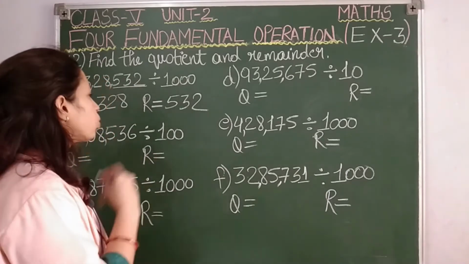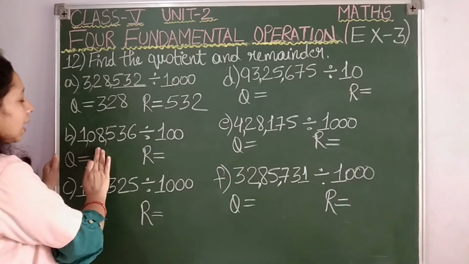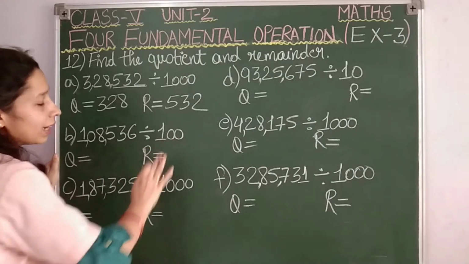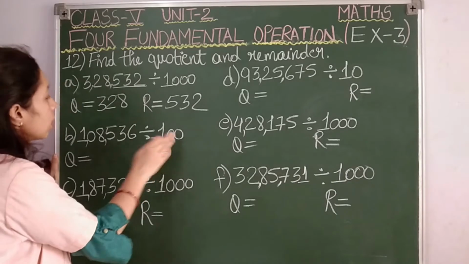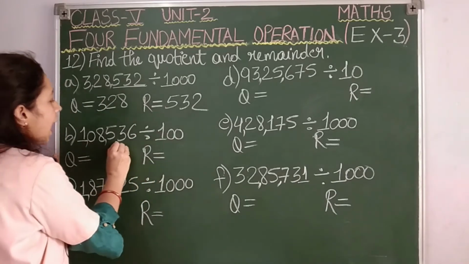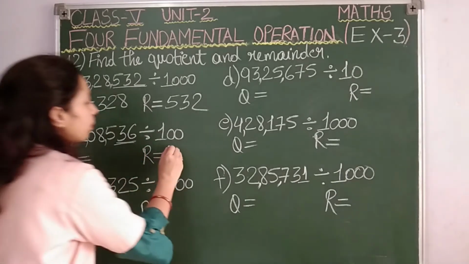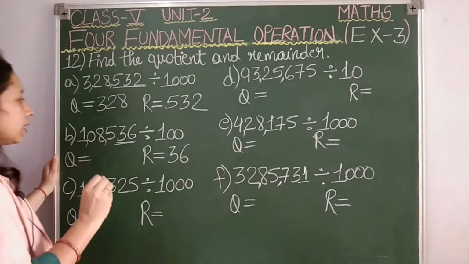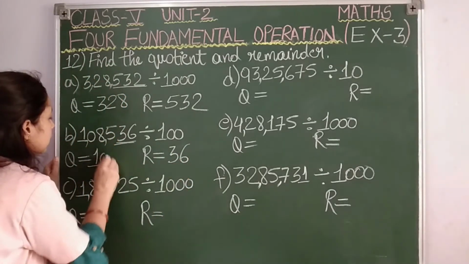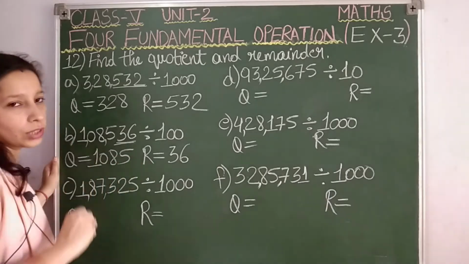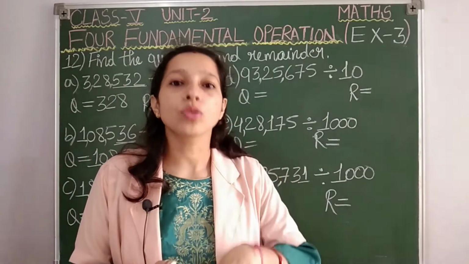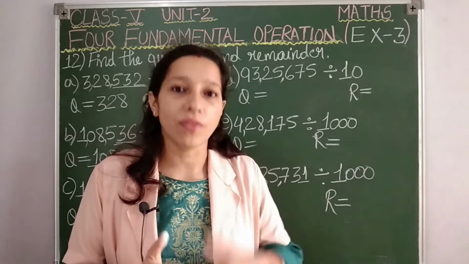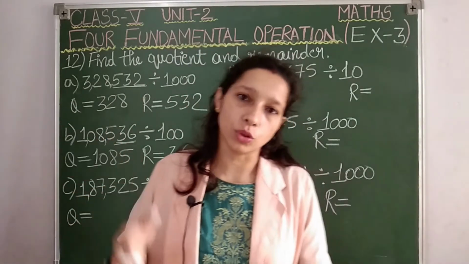Clear students? Let us use that trick again. Here again, 1,08,536 divided by 100. How many zeros does 100 have? 2 zeros. So by this you can decide that the last 2 digits will surely be your remainder. So in the remainder I am writing 36 and the rest of the digits will become our quotient. Clear students? But this is a trick. You should know the proper way also, why we are getting this much as quotient and remainder.